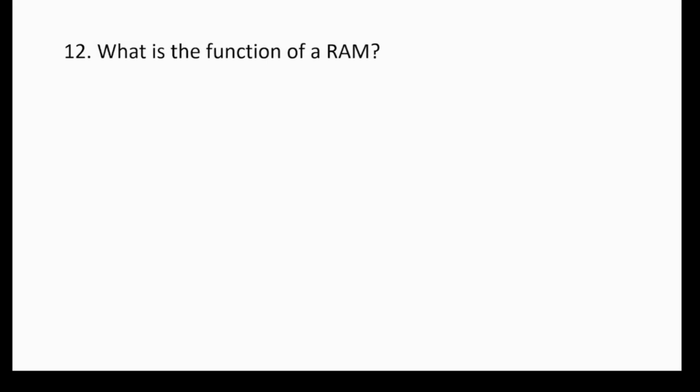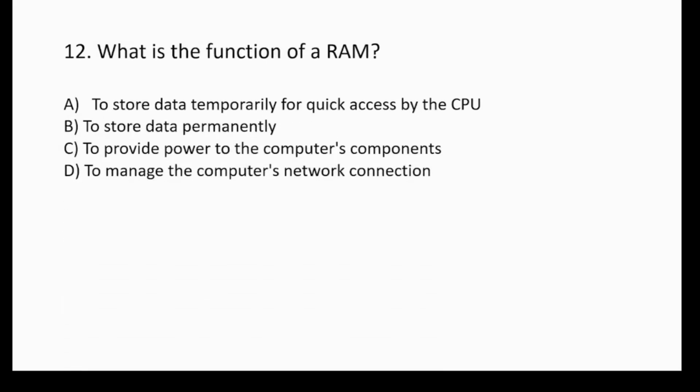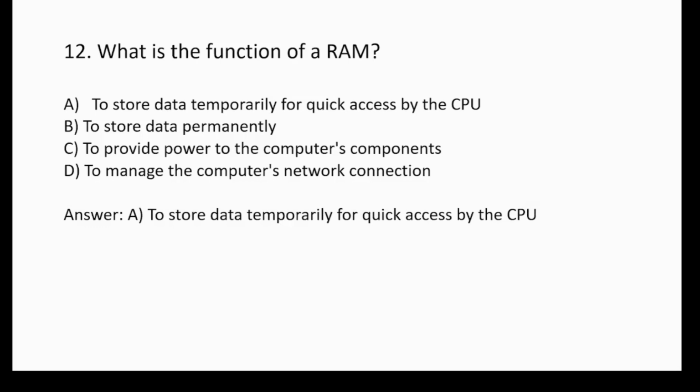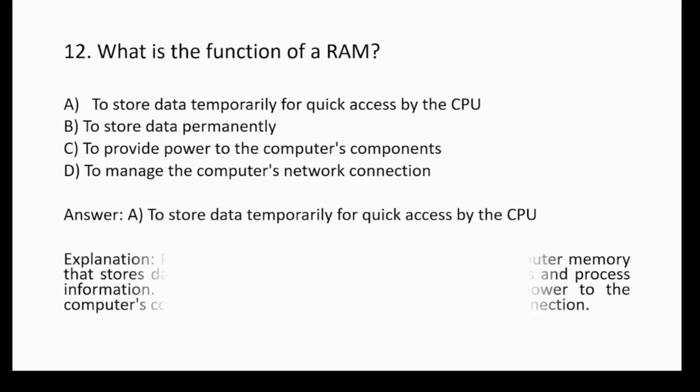Question number 12. What is the function of a RAM? Option A, to store data temporarily for quick access by the CPU. B, to store data permanently. C, to provide power to the computer's component. D, to manage the computer's network connections. Correct answer is to store data temporarily for quick access by the CPU.